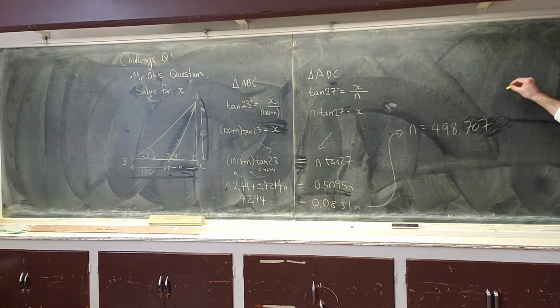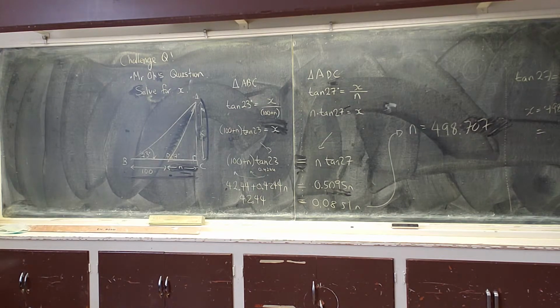I'm going to bring it in. tan 27 is equal to x divided by 498.707. So x is going to be 498.707 multiplied by tan 27, which is some number. You see that number for n is right?